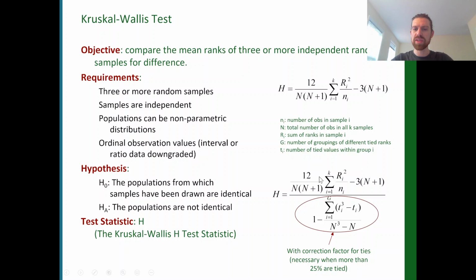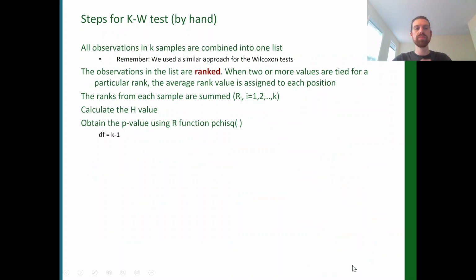And we do have this separate calculation down here if the correction factor for ties needs to be used. Okay, so if we have more than 25% of the ranks being tied, we need to use this additional calculation. So basically the steps for carrying this Kruskal-Wallis test out by hand are that we take all observations in k number of samples and we combine them into a single list, as I will do in the laboratory session.